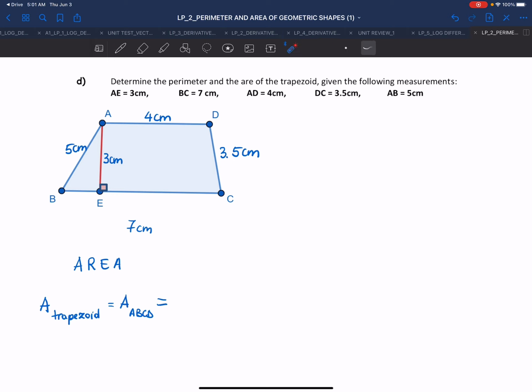here we will need to use the names of the bases. We have 2 bases, one is bigger and one is smaller. So the bigger base is BC, the smaller base is AD. So you add the 2 bases and then you divide them by 2 because we take the average of the bases and then multiply by the height. And the height is AE.